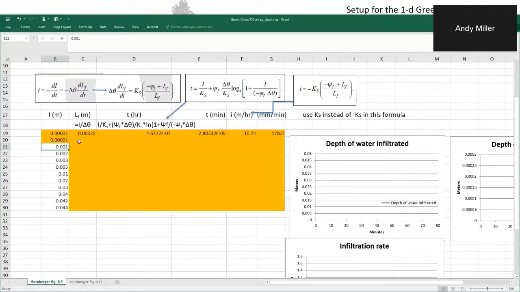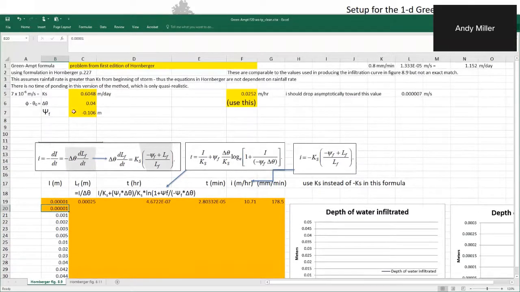So to get the value of the depth of the wetting front, what do you do? You take this and you divide it by delta theta. If you look here, I've highlighted in yellow a bunch of the parameter values that we're using.